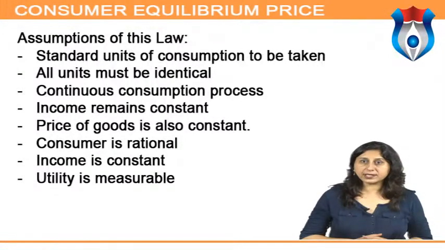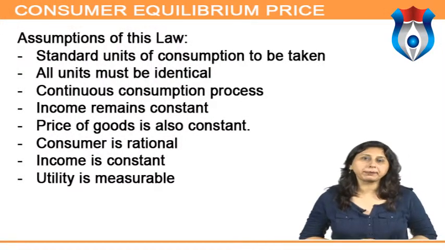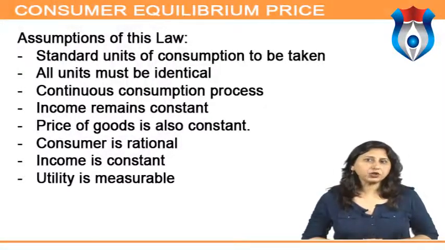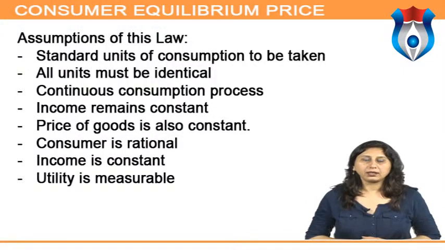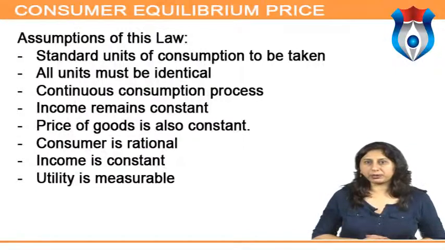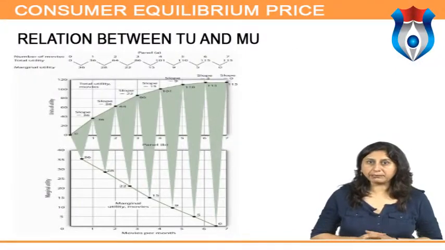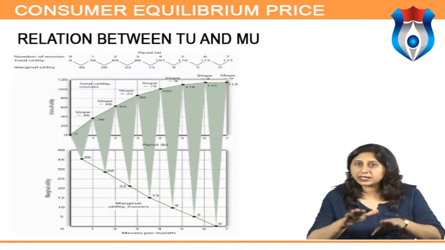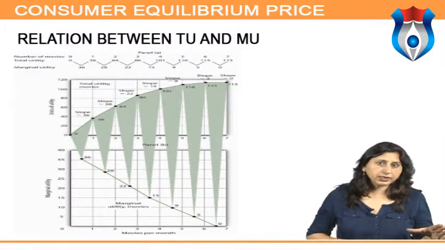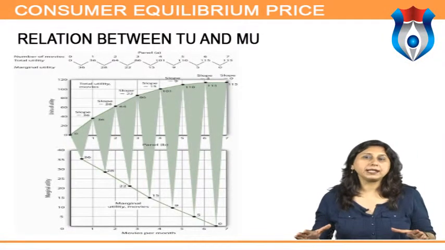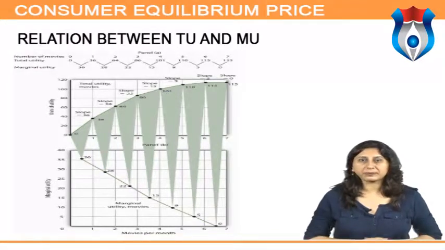The consumer is assumed to be a rational economic man. As a rational consumer, he wants to maximize the total utility. Utility is measurable. Total utility and marginal utility are interrelated to each other. Relationship between total utility and marginal utility can be explained as follows.